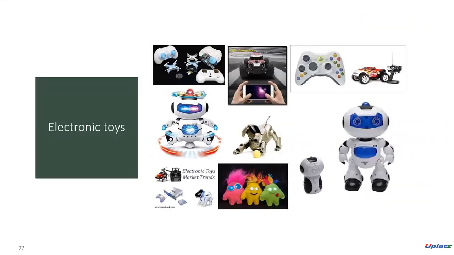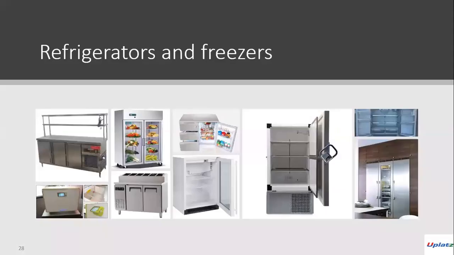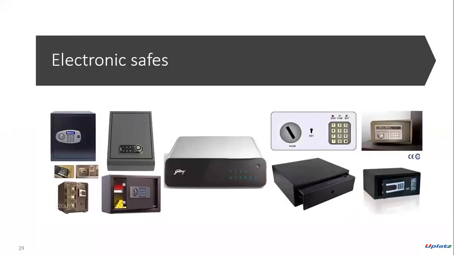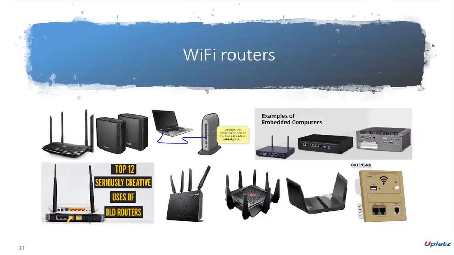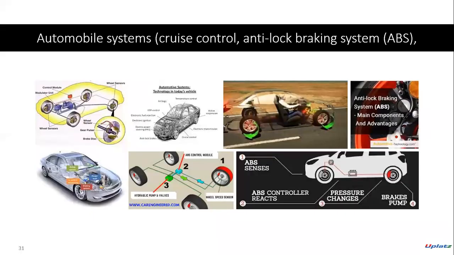Electronic toys used widely by kids and elders are also applications of embedded system. Refrigerators and freezers use embedded system for control and monitoring purposes. Electronic safes are a very important security application of embedded system. Wi-Fi routers used for all communication are also an application of embedded system.